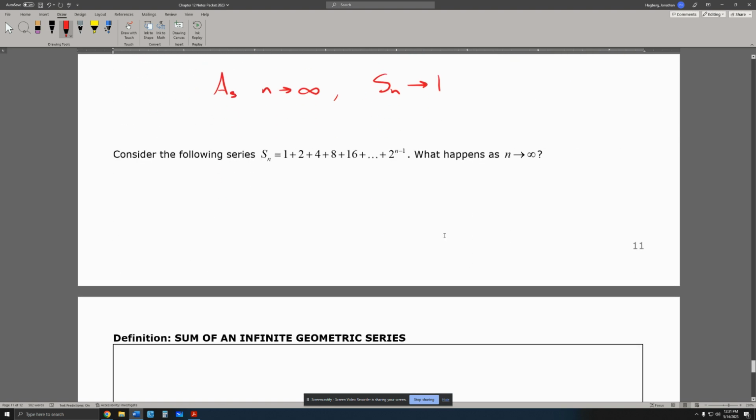Okay, consider the following series. Sn equals 1 plus 2 plus 4 plus 8 plus 16. So there are powers of 2. What happens as n approaches infinity? Well, we're adding numbers. So 1 plus 2 is 3, plus 4 is 7, plus 8 is 15, plus 16 is 31, and so on. It's just getting bigger and bigger and bigger. And this function does not approach a finite value. In fact, as n approaches infinity, Sn approaches infinity as well. It's just going to keep blowing up bigger and bigger and bigger.